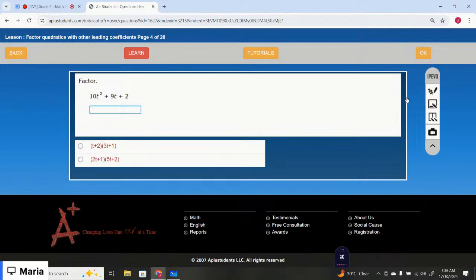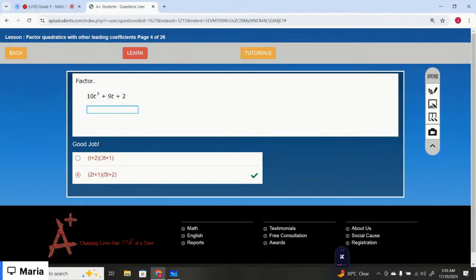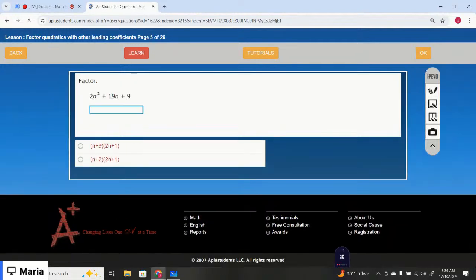Very good. That is second one. 2t plus 1 and 5t plus 2. Very good. Okay, the next one is 2n square plus 19n plus 9. So which is the correct option?